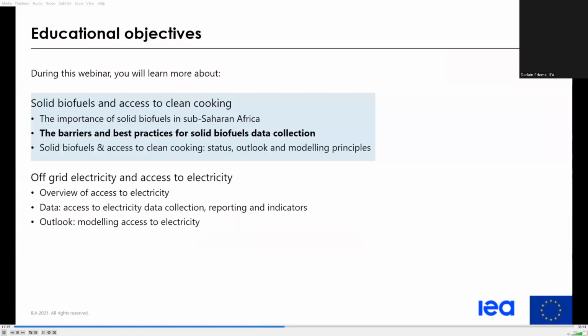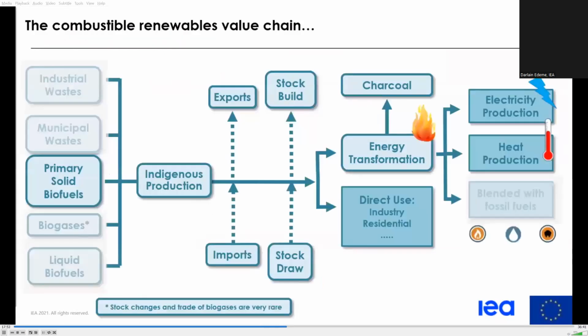Now, let us move to the second point on the barriers and best practices for collecting solid biofuels. For biofuels, if we focus on primary solid biofuels, we see that all the products are combustible energy commodities which can be traded and stocked. The consumption of these products will be either as a transform to secondary product or as blended to the other sources or used directly in an end-use application.